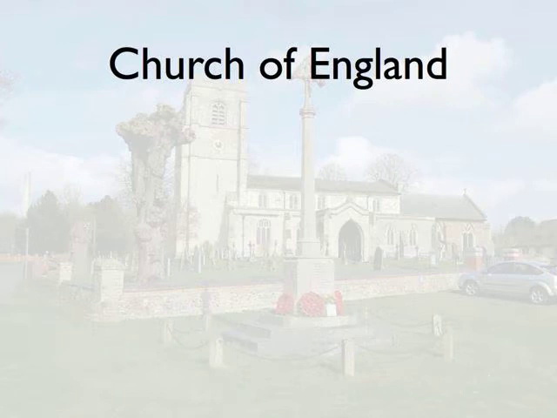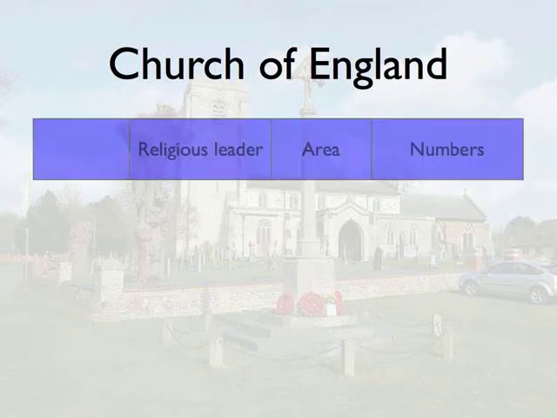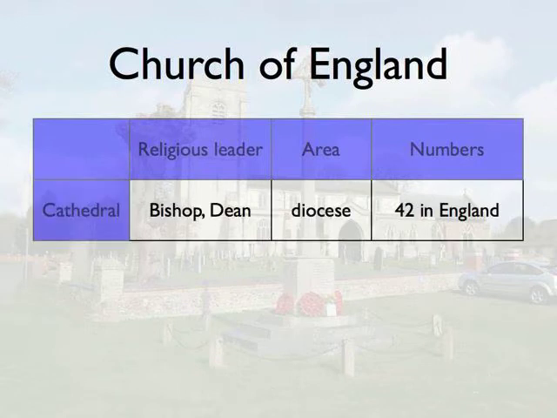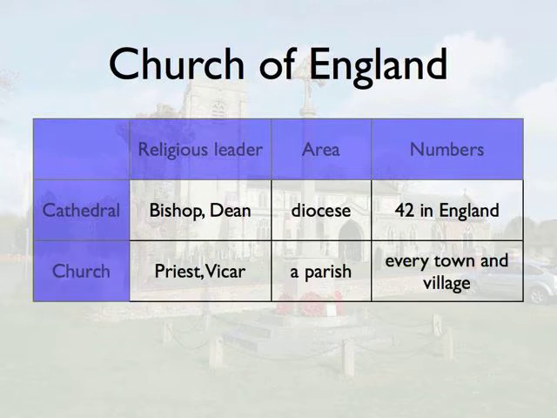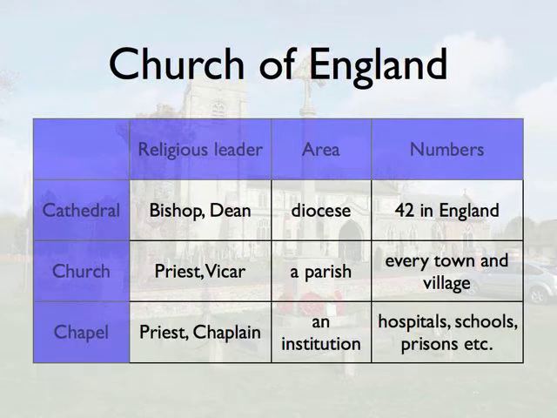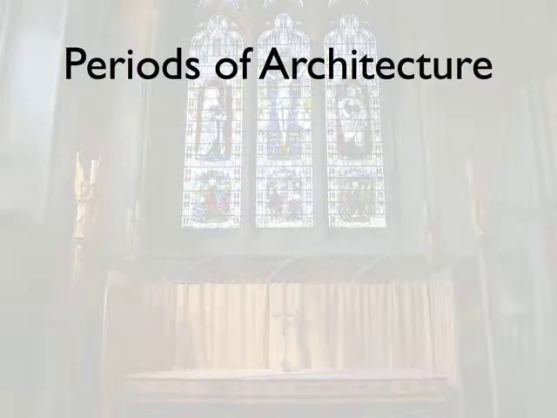Do you know the difference between a cathedral, church and chapel? Perhaps the simplest way to think of it is to say that a cathedral serves a large geographical area called a diocese. A church serves a parish, which basically means a town or village. And a chapel serves an organisation, such as a school or hospital. But we will concentrate on architecture.